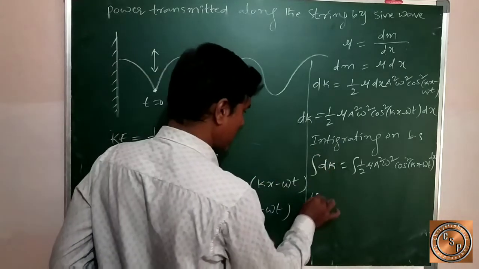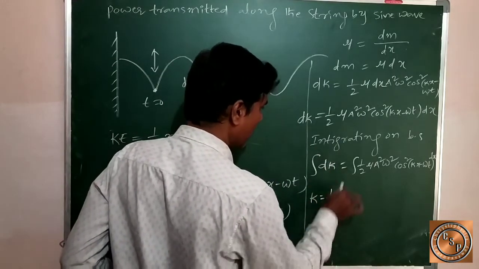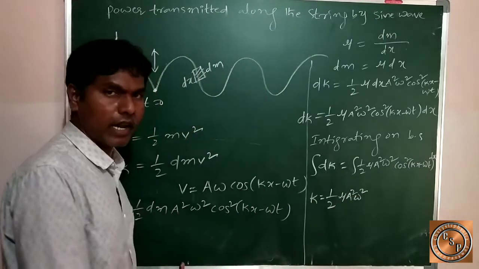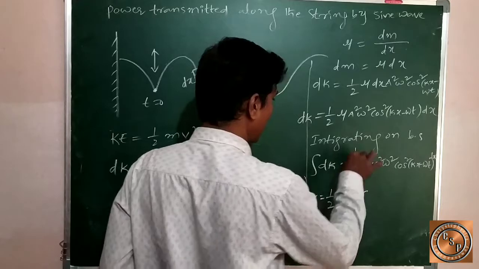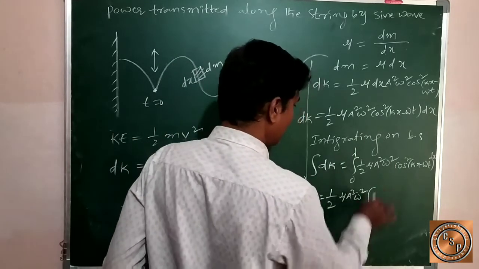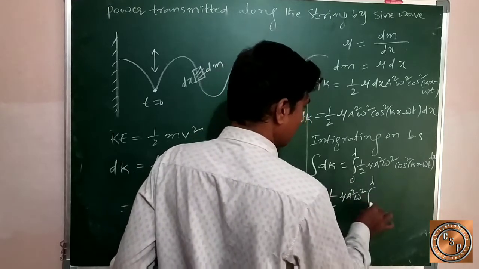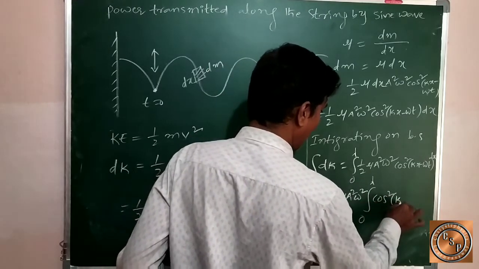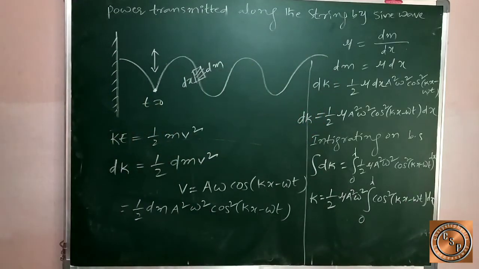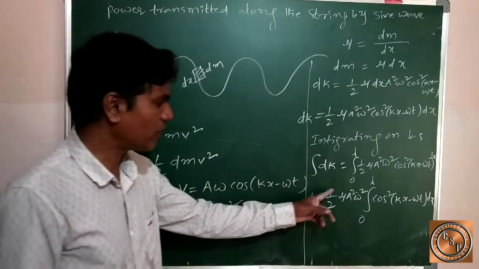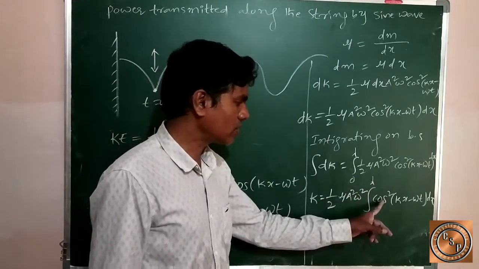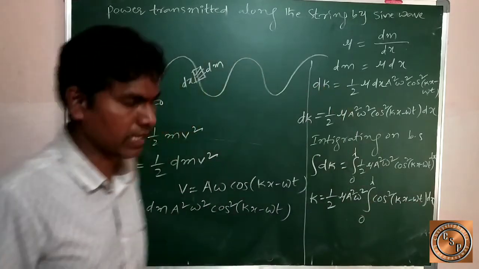Now integration dK means K equal to half into mu a square omega square. They are constants, so write them outside the integration. The limits are 0 to lambda. Half mu a square omega square integrating 0 to lambda cos square(kx minus omega t) dx. These are the limits, cos square of (kx minus omega t) into dx.